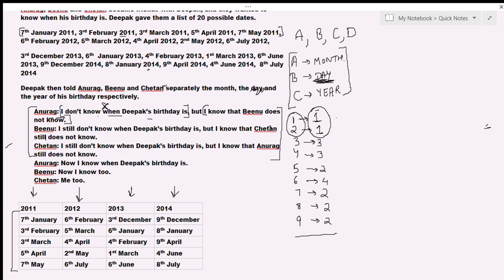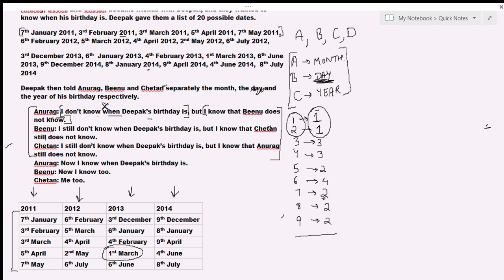Anurag is sure that Binu does not know. Date 1 appears where? It appears once, in 1st March. Listen carefully. Had Anurag been given the month of March, it would have struck in his mind that Binu could have got the date as 1. If Binu could have got the date as 1, then he must be knowing the exact birth date. That would have been 1st March 2013.